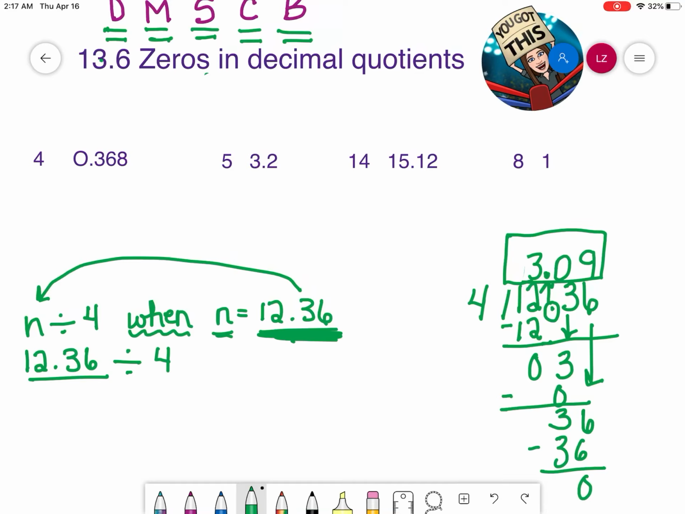Don't let these freak you out, okay? When it says n divided by 4 or n divided by anything, when n equals this amount, all it's asking you to do is drop it in place of that. Okay, it's kind of like a little code.